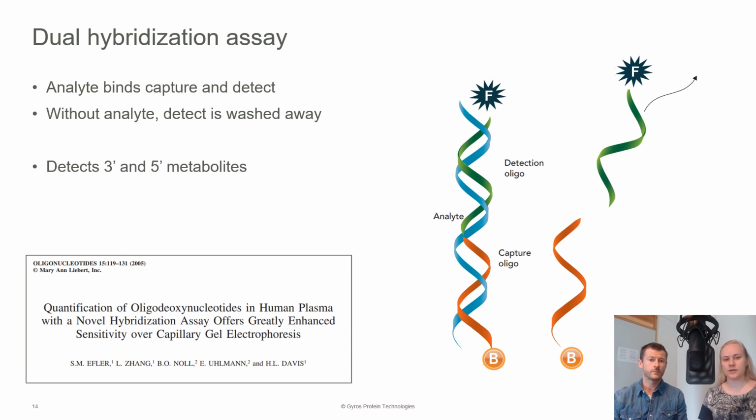We showed this format just a couple of slides ago, which is called the dual hybridization assay. It utilizes two probes, just as a sandwich assay, capture and detect. Without the binding of the analyte to both capture and detect, the detection probe would be washed away. But this has the potential to detect 3' and 5' metabolites, as the hybridization could be strong enough to retain both.